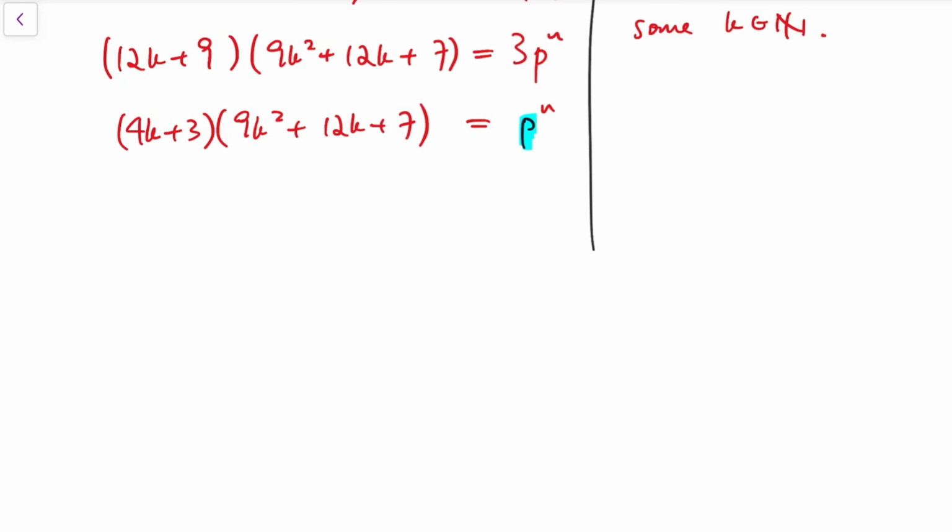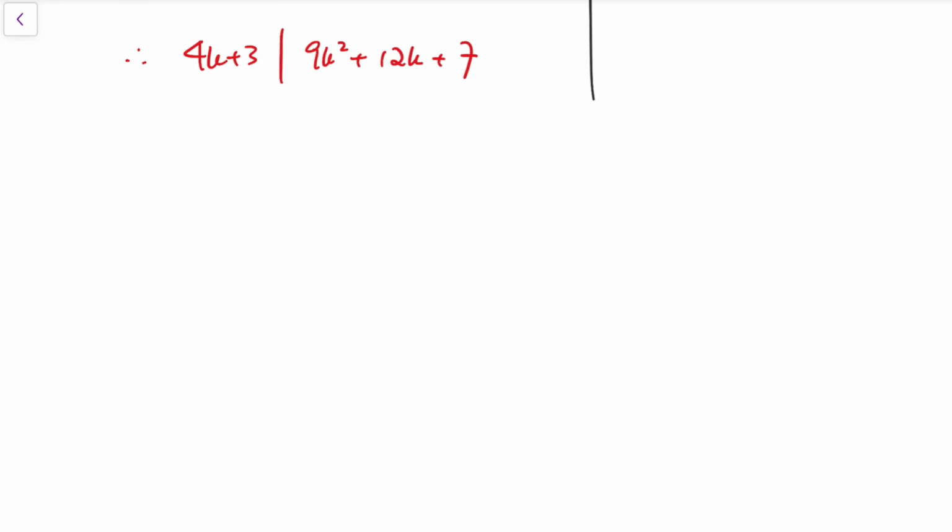And in particular, one of them must divide the other, or for some special case, they are equal and they divide each other. But from the structure of the two parts of the product, it's clear that 4k plus 3 is smaller than 9k squared plus 12k plus 7 when k is a positive integer. So we can say 4k plus 3 divides 9k squared plus 12k plus 7. So I'm going to try to solve for k from this divisibility relation.